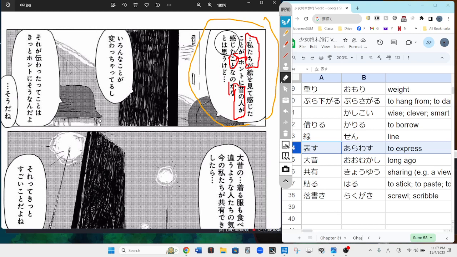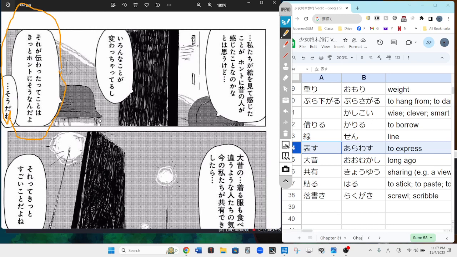So we have two clauses here that are virtually identical. 私たちが感じたこと、昔の人が感じたこと。Right? We got some repetition going on here. The things that the people of the past felt and the things that we felt. Is that not the same as the things the people of the past felt? So they're still talking about the things you feel when looking at the painting, right? いろんなことが変わっちゃってるし、a lot of things have changed, and next bubble goes to Cookie.